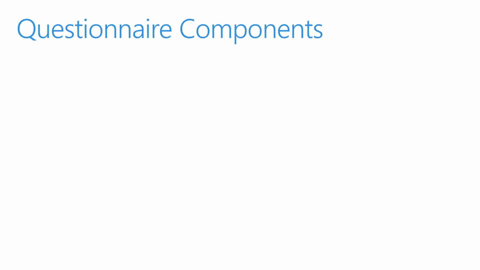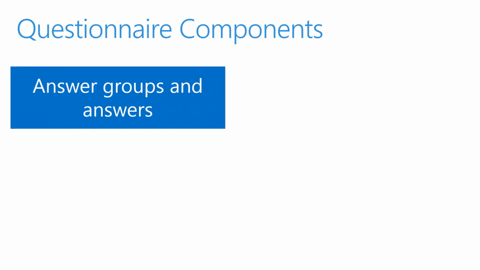Now we're going to talk about the questionnaire components. Questionnaires comprise three main elements: answer groups that contain the answers for multiple choice questions, and the questionnaire itself. You can optionally group the questions on a questionnaire into result groups. Result groups let you categorize questions and provide further analysis on the questionnaire.